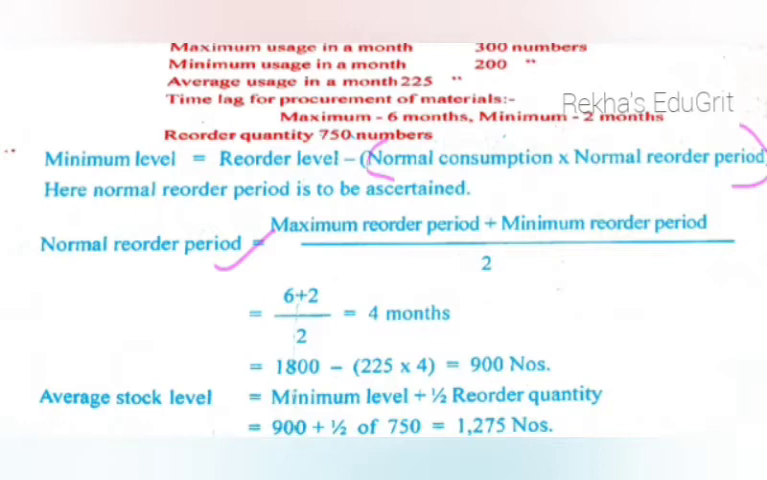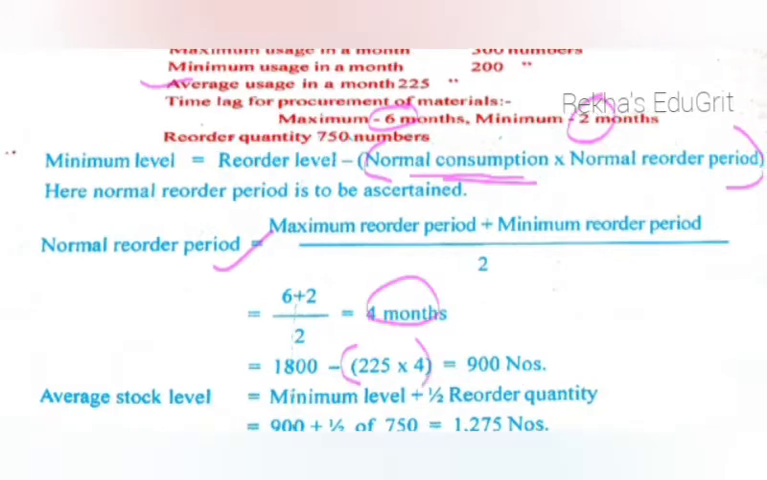It's given in the question. 6 plus 2 divided by 2 we will get 4 months. Then we have to apply this in the formula of minimum level. The normal consumption is given in the question, average usage is 225. So 225 into 4, first we have to calculate, then we have to subtract this from 1800. The answer is 900 numbers.